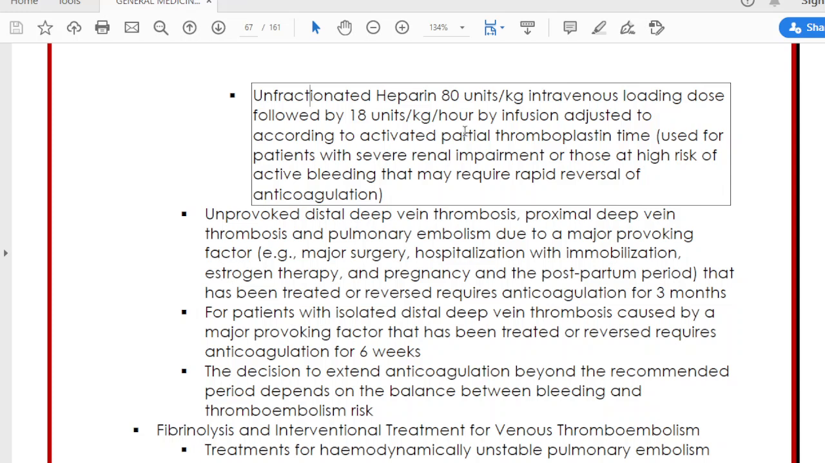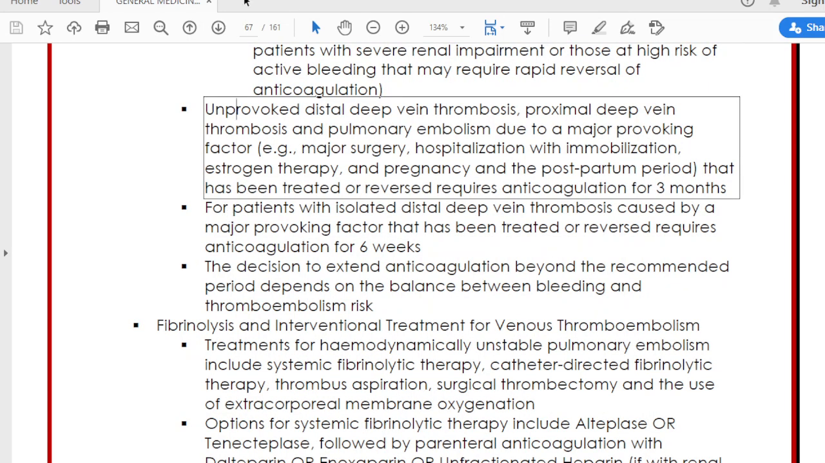Unfractionated heparin 80 units/kg intravenous loading dose followed by 18 units/kg/hour by infusion adjusted according to activated partial thromboplastin time is used for patients with severe renal impairment or those at high risk of active bleeding that may require rapid reversal of anticoagulation. Unprovoked distal deep vein thrombosis, proximal deep vein thrombosis, and pulmonary embolism due to a major provoking factor, for example major surgery, hospitalization with immobilization, estrogen therapy, and pregnancy and the postpartum period, that has been treated or reversed requires anticoagulation for 3 months.